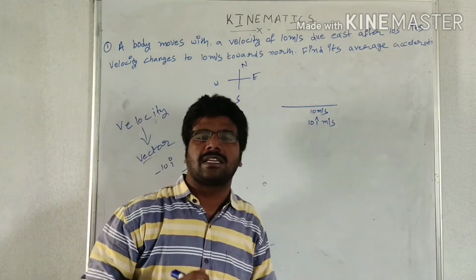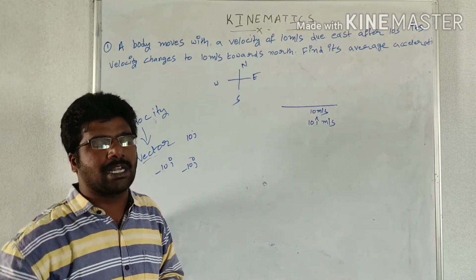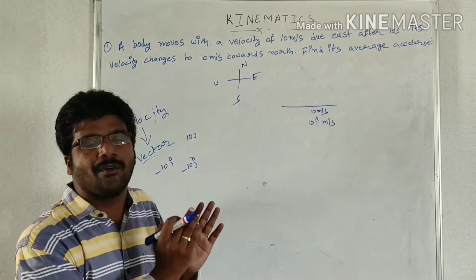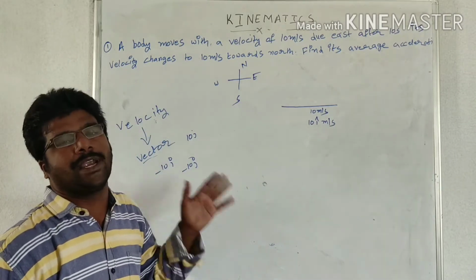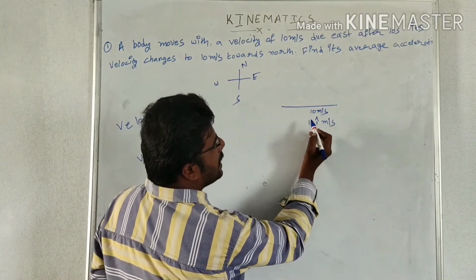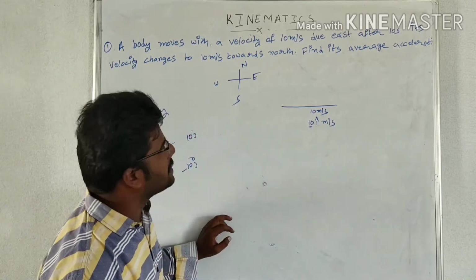We are going to discuss the vectors chapter in the next video. At that time we can understand clearly. Up to now, just have an idea. Here i, j represent the unit vectors. So 10i meters per second says that it has moved 10 meters per second along the x-axis.